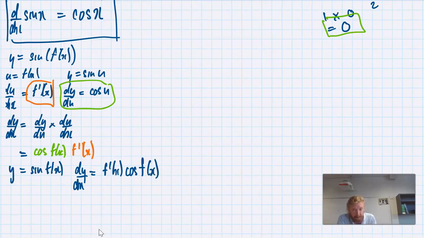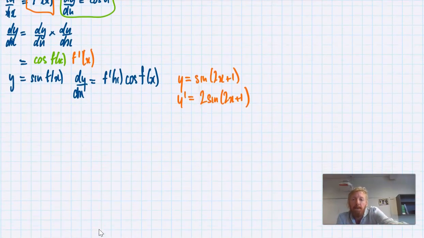Now an example could be, I'll just come over here, we'll do plenty of these examples later, okay? Sine of 2x plus 1, then y dash equals 2 cos of 2x plus 1. Okay, so now we're done with sine. We're going to move on to cos.